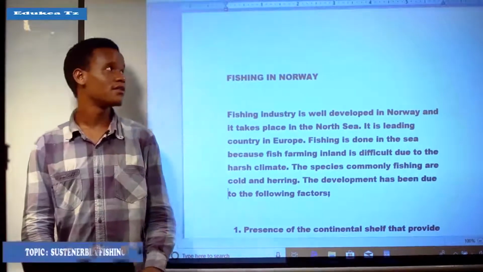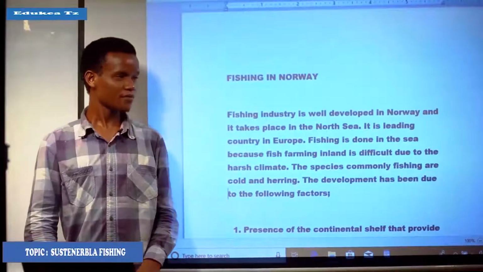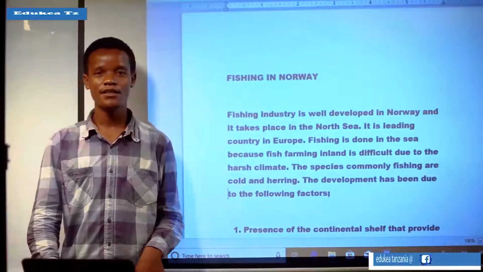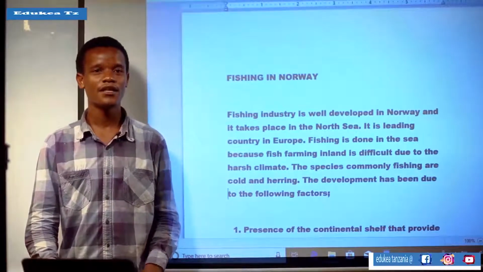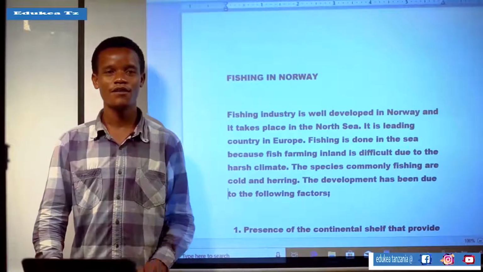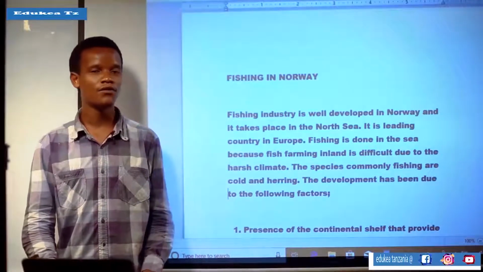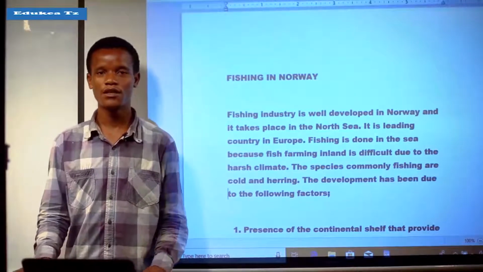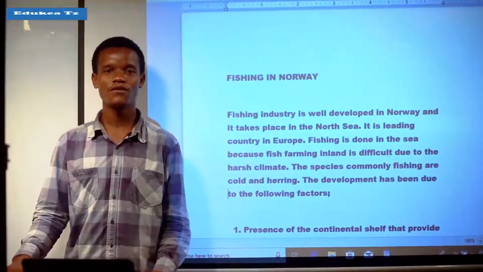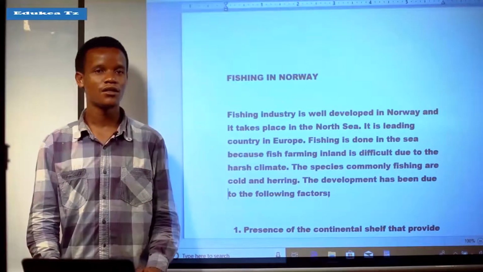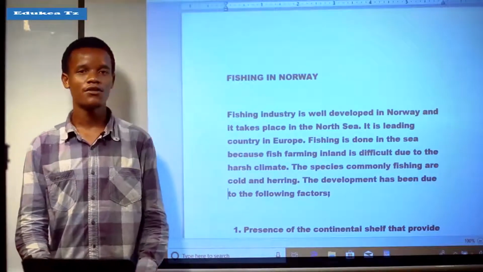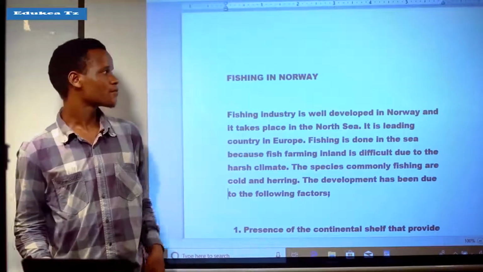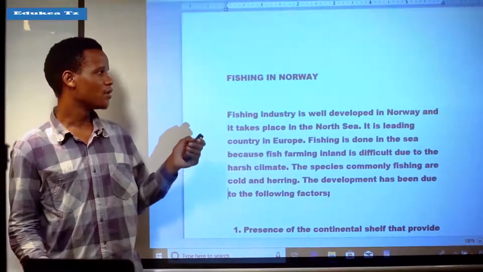Now let's see another subtopic, which is fishing in Norway. As in the last sessions, we have discussed various things concerning fishing. We saw how fishing is practiced through various methods, like trawling and drifting, and so on. So let's now see fishing in Norway.